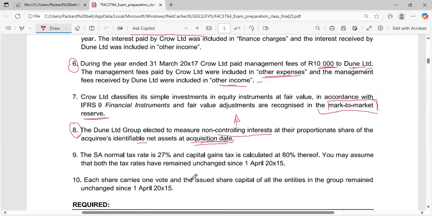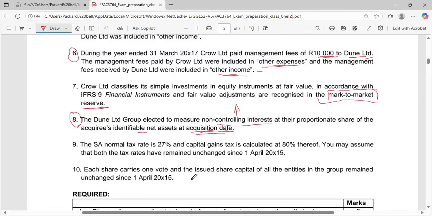Then number 9 says the SA normal tax rate is the tax rate, and capital gains tax is 80%. Here you should know where you apply the 80%, which figures to apply it to. If there are revaluation surpluses, that's where you apply this figure. Then they say each share carries one vote, and the share capital of all the entities in the group remained unchanged since 1 April 2015.